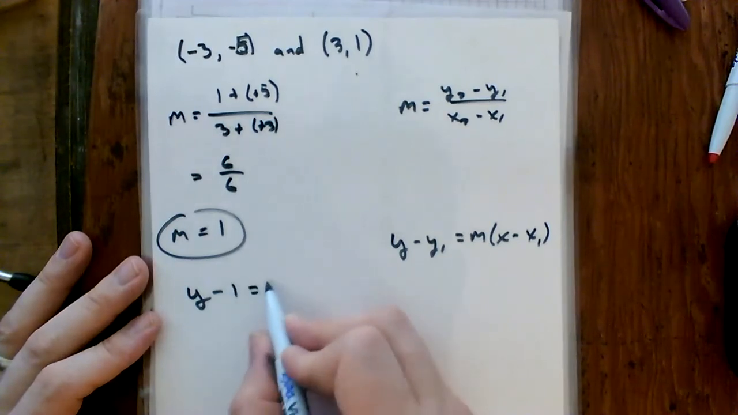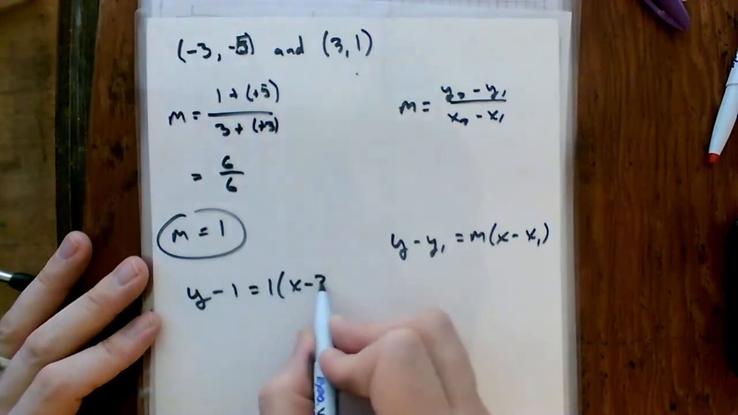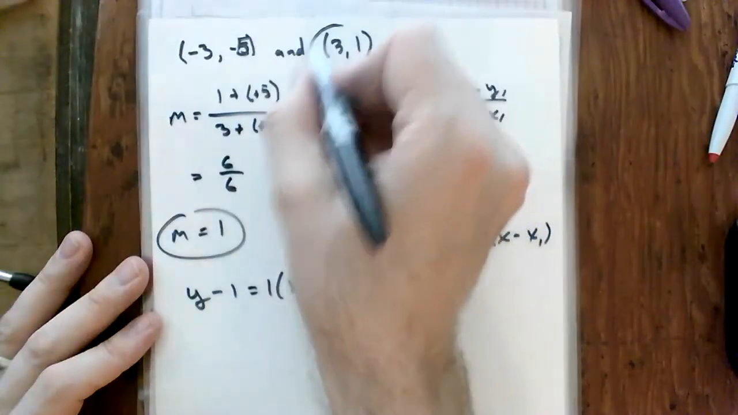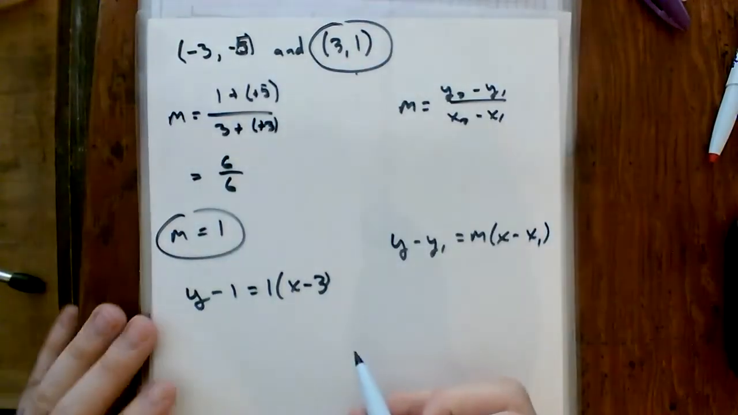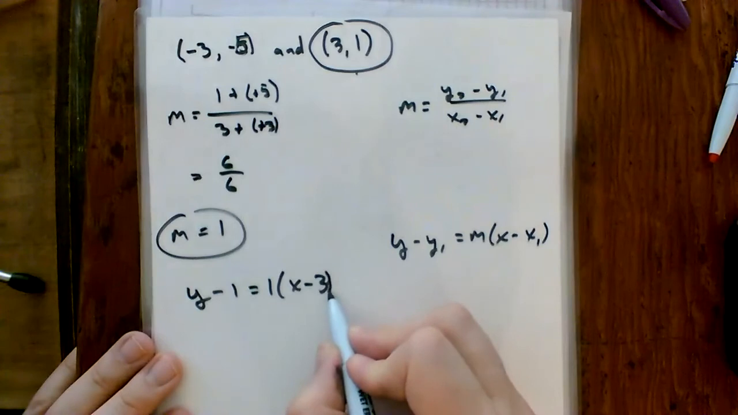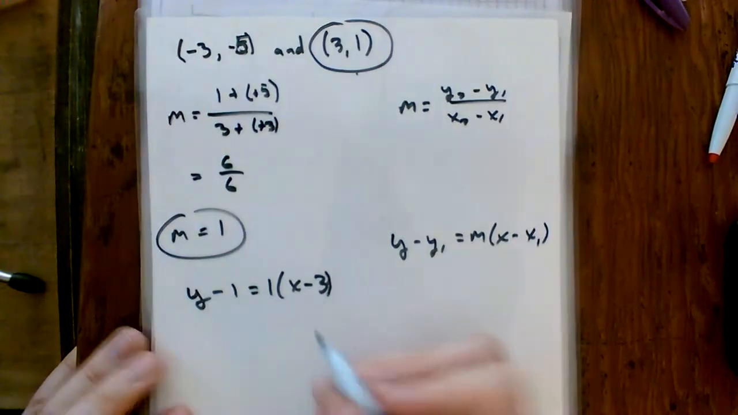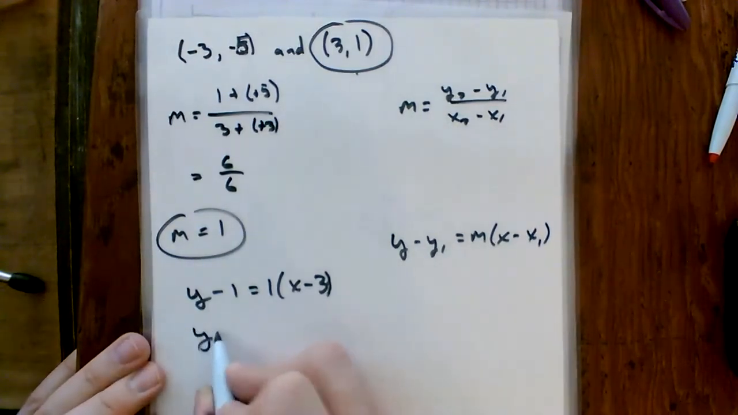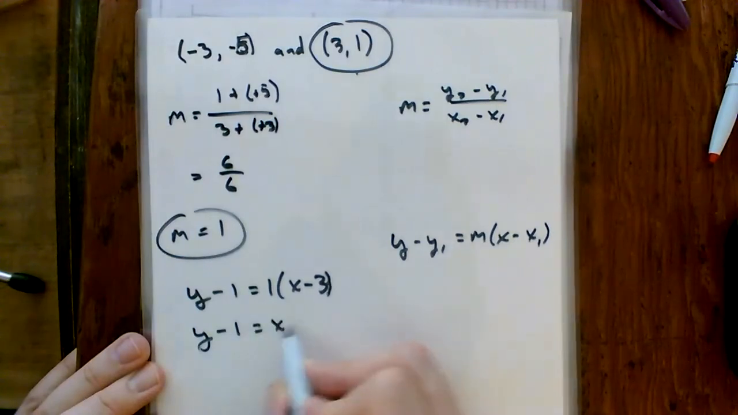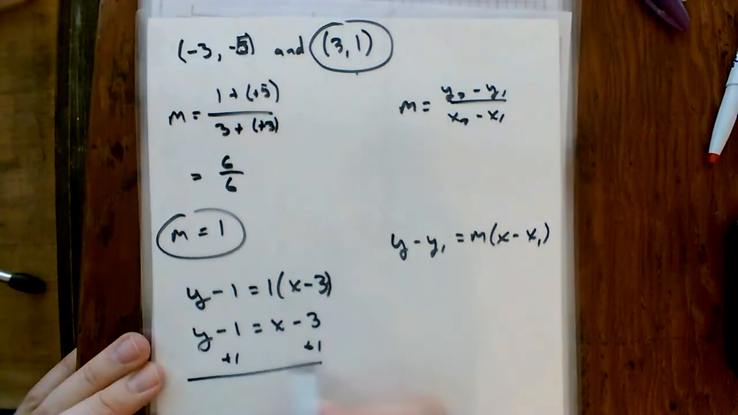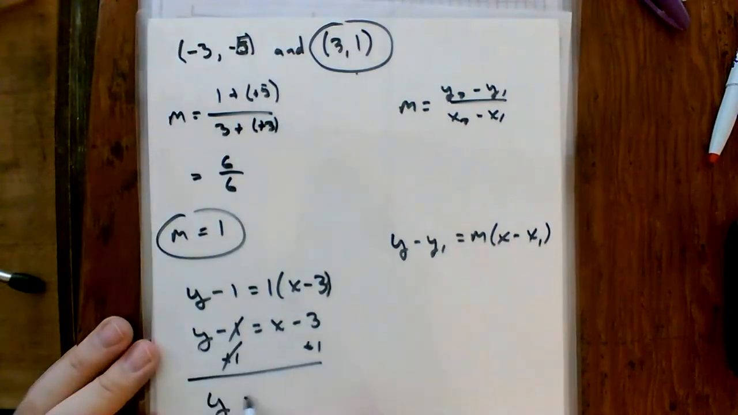y minus 1 is equal to 1 times x minus 3. I'll choose this point right here because, again, it's positive, which makes sorting out our signs a little bit easier. I'll have y minus 1 is equal to x minus 3, and add 1 to both sides. So over here on the left, I've got just my y left over. Over here on the right, I've got x minus 2, and we're done.